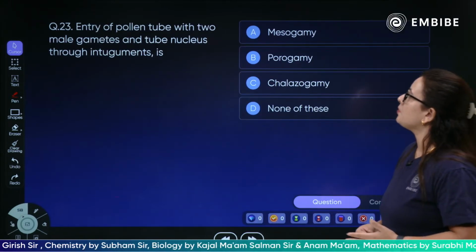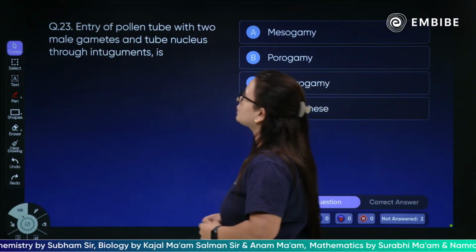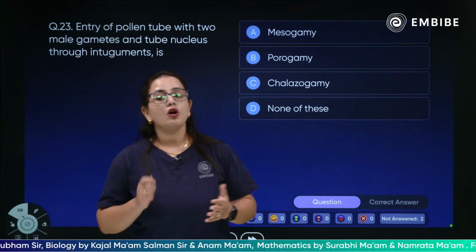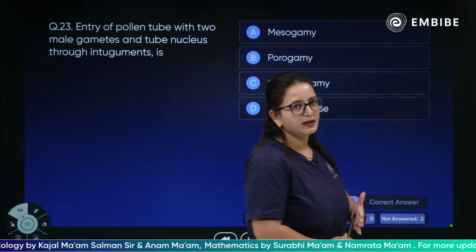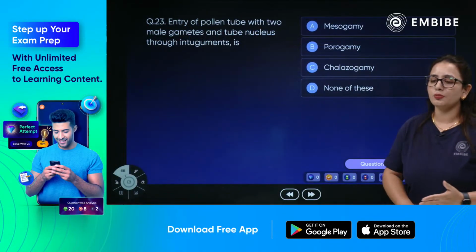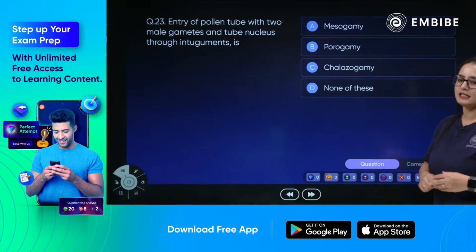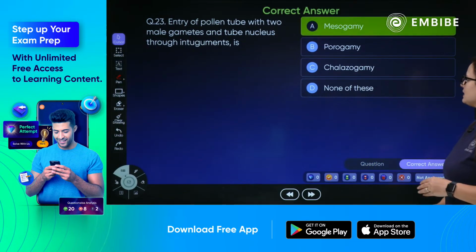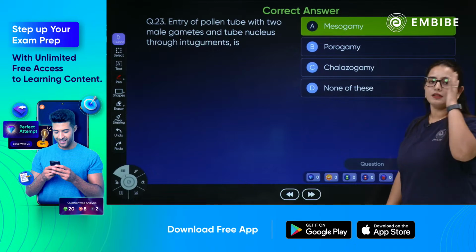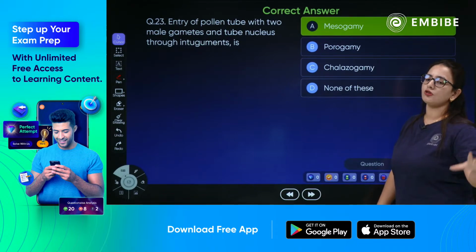Next, entry of the pollen tube with the male gametes and tube nucleus not through the chalazal end, not through the micropylar end, but through the integuments, the layer of the ovary. It is called mesogamy. When the entry of the pollen tube is through the integuments, it is known as mesogamy.